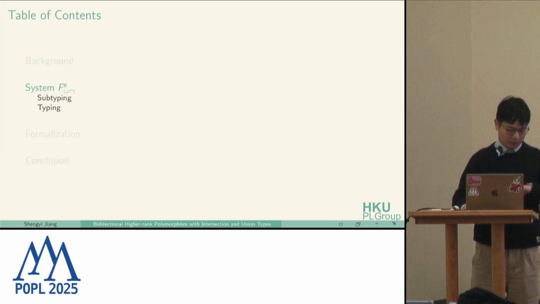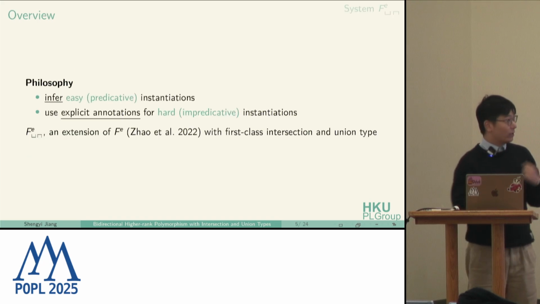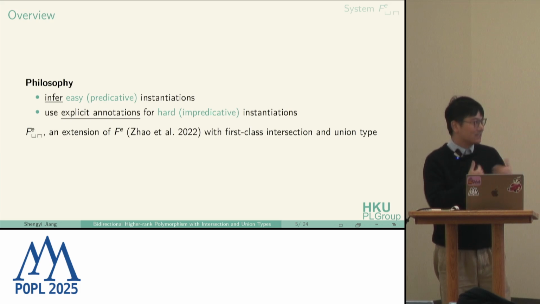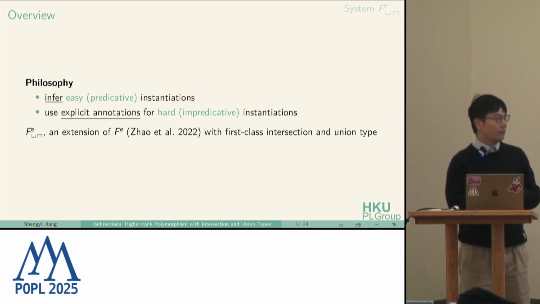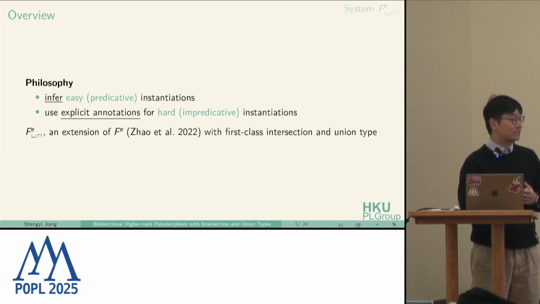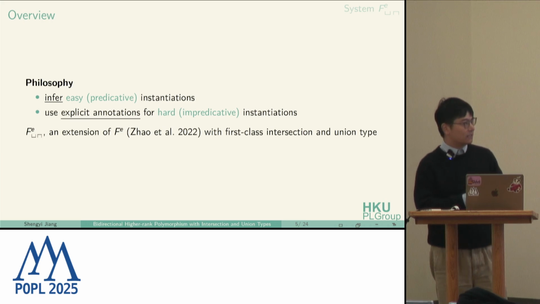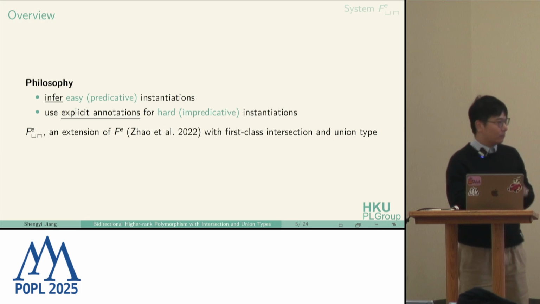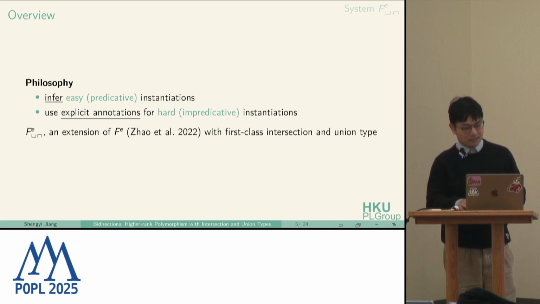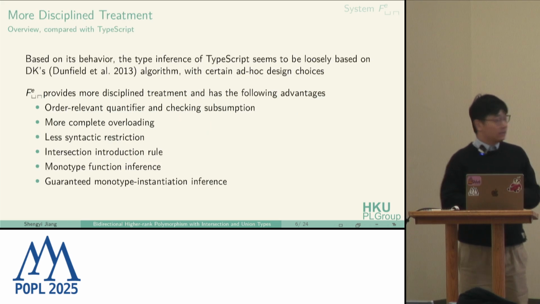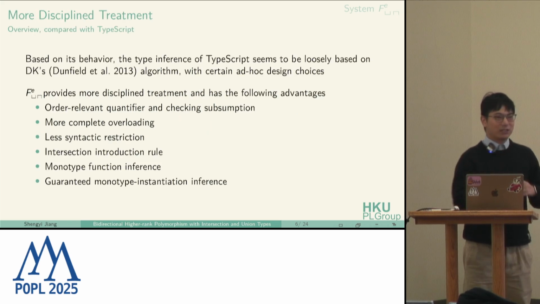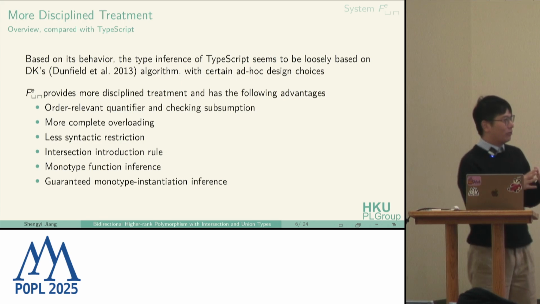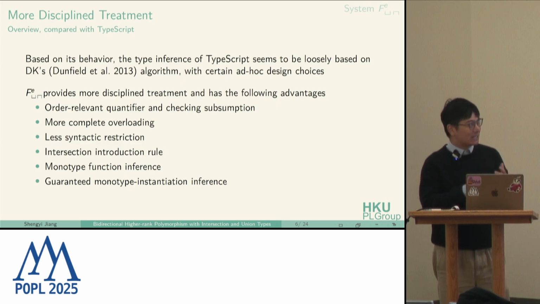Next, we will go into our system. So we have this philosophy that's infer easy, or in our sense, it's predicative instantiation. But we allow programmers to provide all the impredicative instantiations so that we don't lose any expressivity. It can be viewed as an extension of previous work by our group to support first-class intersection and union types. So actually, in a later stage of our research, we find that our system is quite similar to how the algorithm in TypeScript works.